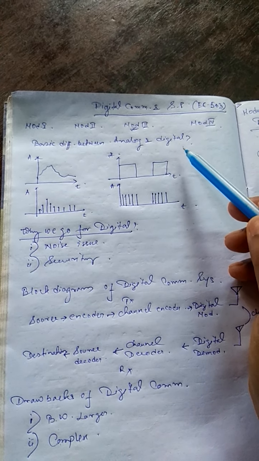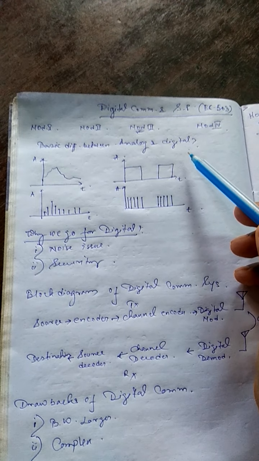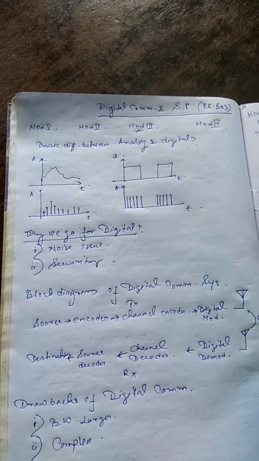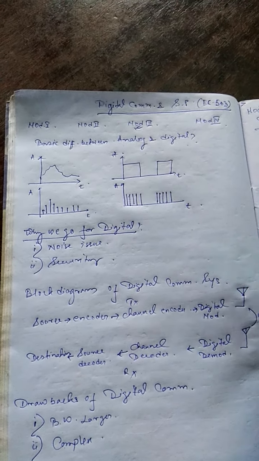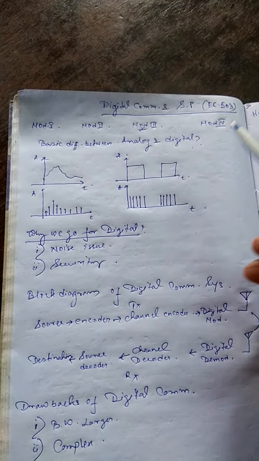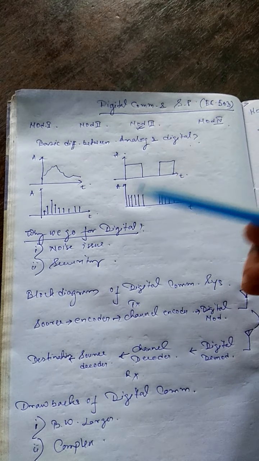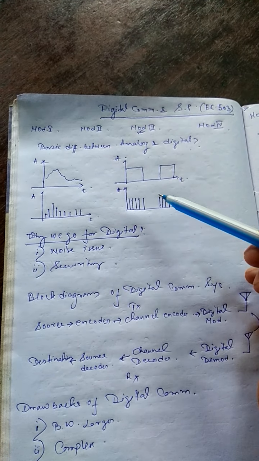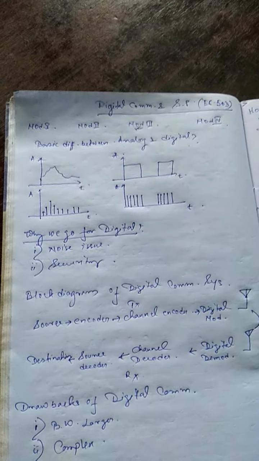And if we ask this question to students, then 99% of students give the wrong answer. The answer is just like that: "Sir, analog signal means continuous and digital signal means discrete." That is a totally wrong answer.